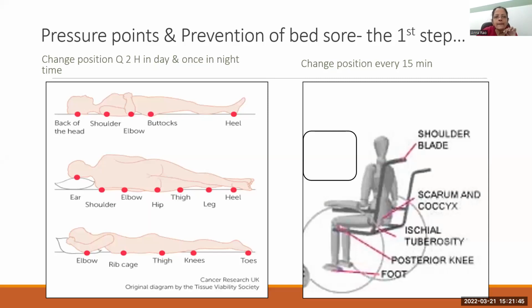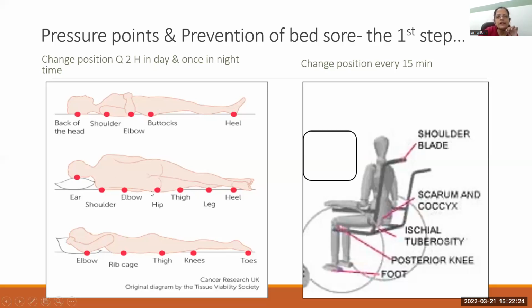So we know these are the pressure points, right? When the patient is in supine position, we should remember what the pressure points are. Whenever we are turning the patient, we will look at these points and identify if any skin changes are present. When the patient is in sideline position, you can see here the pressure points where pressure sores can develop. And when the patient is in the prone position, we can look at those points also, right?